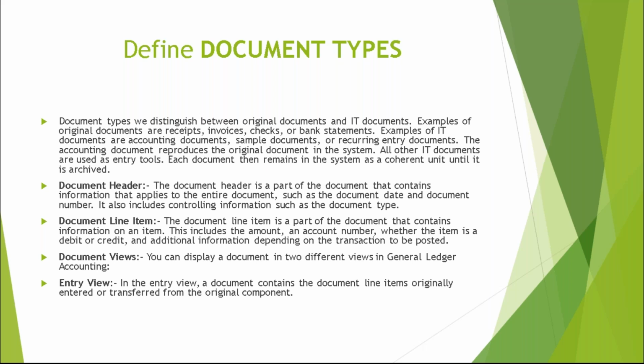So for document type, we have two forms: original and IT documents. Original documents are nothing but receipts, invoices, checks, bank statements. Sample documents or recurring entry documents are the other kind. For example, if I wanted to deposit 10,000 every month, or if I do a credit sales or a credit purchase, whenever I do it, it should get recorded.